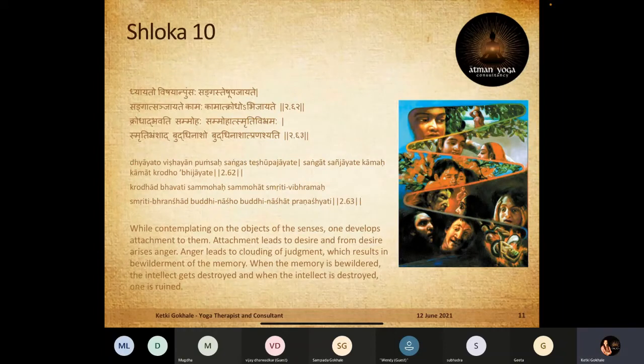Now, this is, I think, the most important shlokas, the two shlokas from Bhagavad Gita. How a person can degrade himself because of his own desires and attachments.